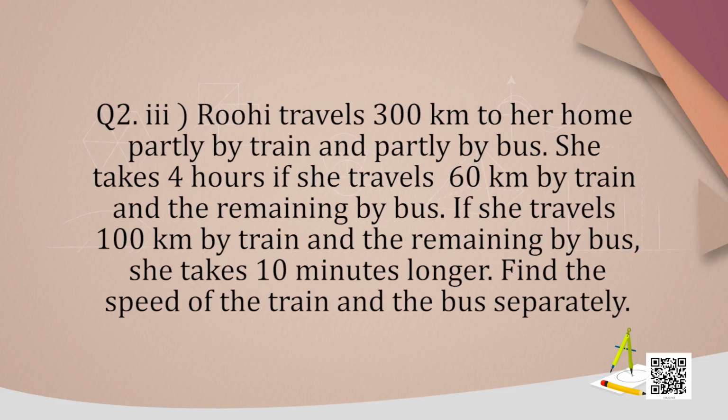Here Ruhi travels 300 kilometers to her home partly by train and partly by bus. She takes 4 hours if she travels 60 kilometers by train and the remaining by bus. If she travels 100 kilometers by train and the remaining by bus, she takes 10 minutes longer. Find the speed of the train and the bus separately.